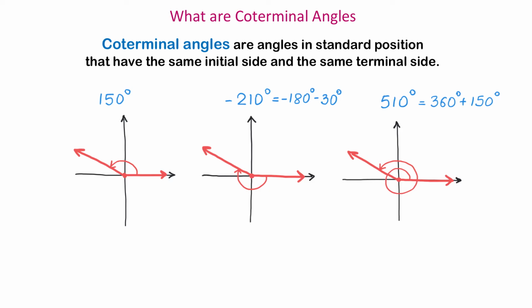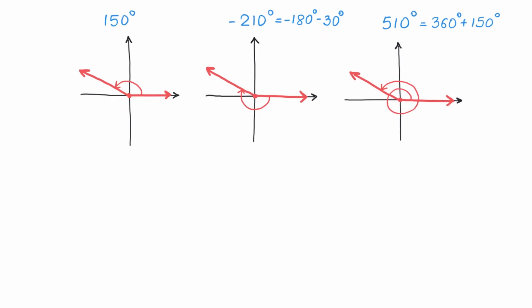Now let's discuss the following question. If we are given a certain angle, for example the angle of 150 degrees, then how many angles can we find that are coterminal with this angle? The answer is that there would be infinitely many coterminal angles. To get any of these coterminal angles, we need to add or subtract 360 degrees as many times as we need. For example, if we take 150 degrees and we add 360, we will get 510 degrees.